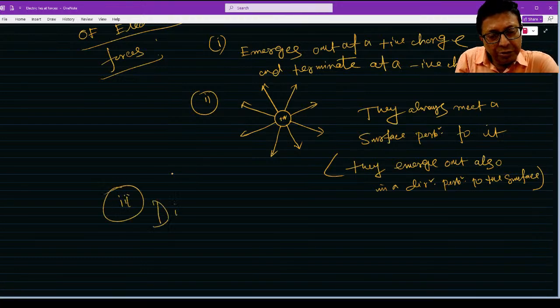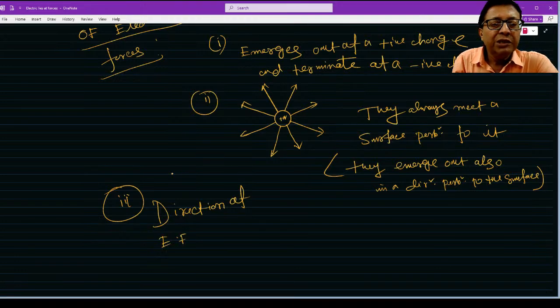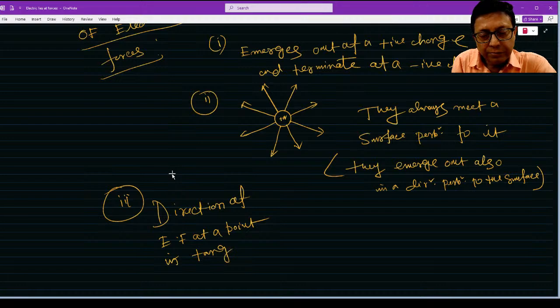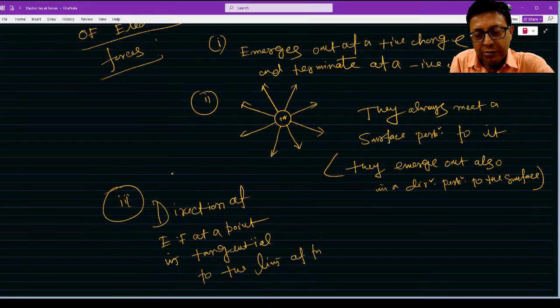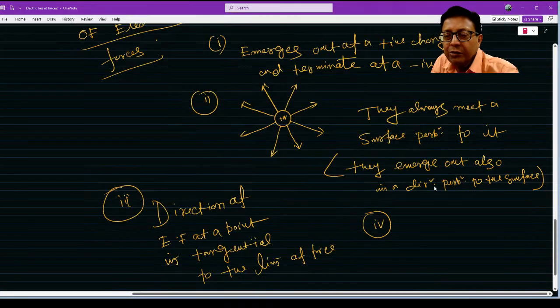Number 3, direction of electric field at a point is tangential to the line of force. Okay? Tangential to the line of force.